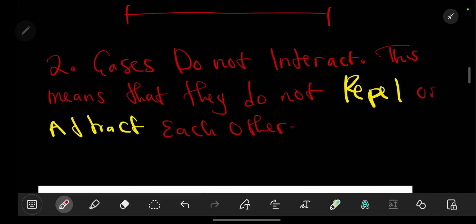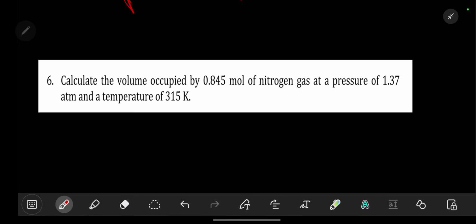Now let's look at our question. The question says, calculate the volume occupied by 0.85 moles of nitrogen gas at a pressure of 1.37 atmospheres and a temperature of 315 kelvins. So you're going to use PV equals nRT like that. What are we looking for? The volume.